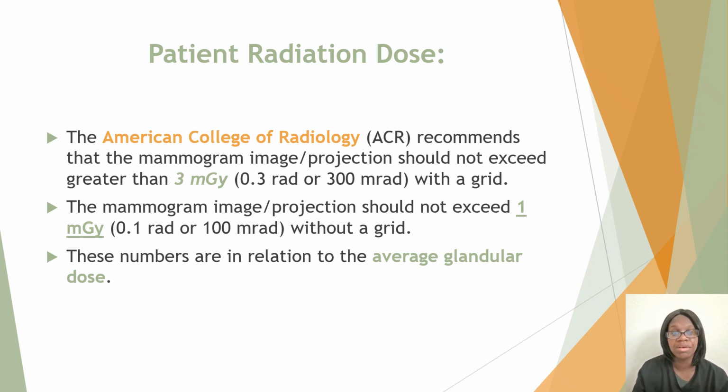But the American College of Radiology, or ACR, recommends that the mammogram image or projection should not exceed greater than 3 mGy, or 0.3 rad, or 300 millirad with a grid. And then it should not exceed 1 mGy without a grid. So make sure you know these numbers. These numbers are also in relation to the average glandular dose.